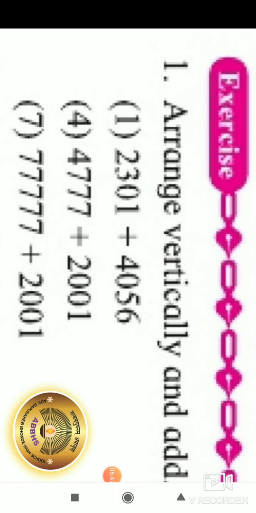So here are some more examples. You have to arrange vertically and add. You have to practice it at home.